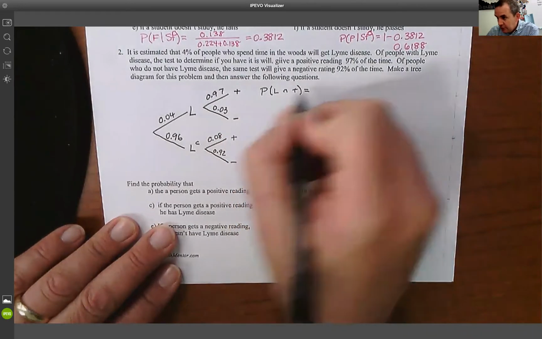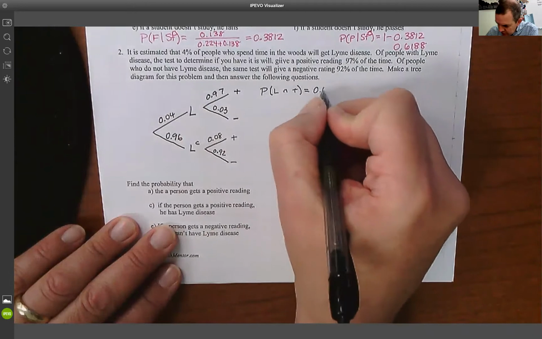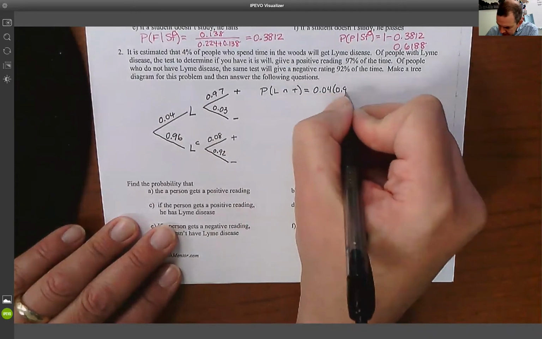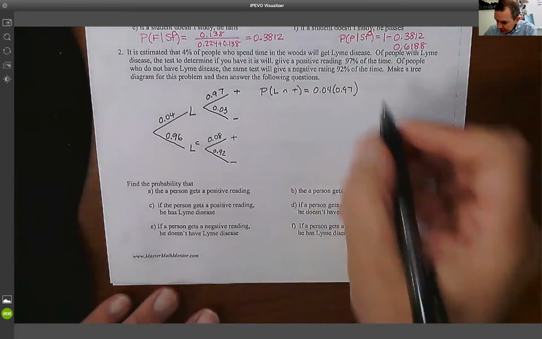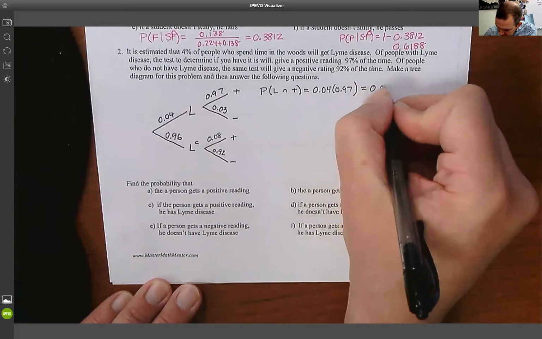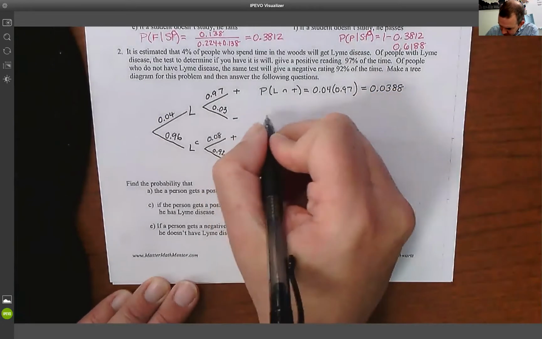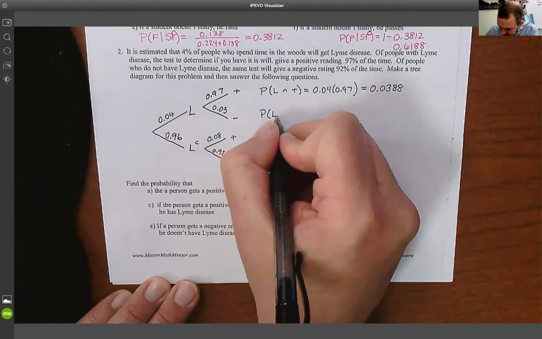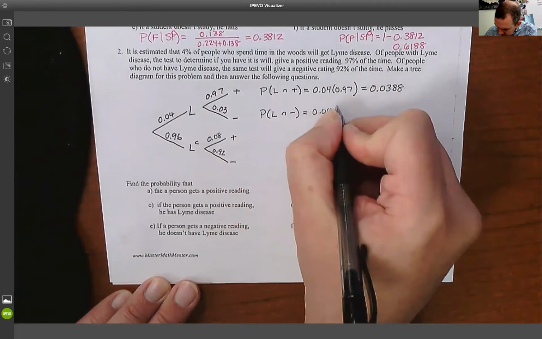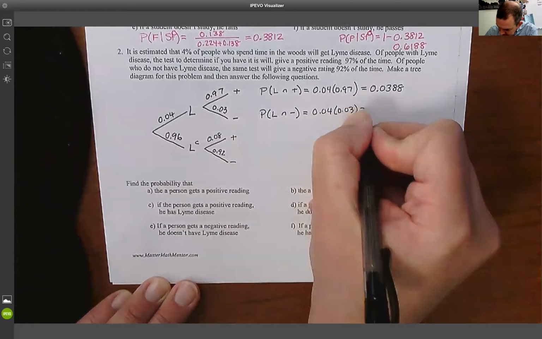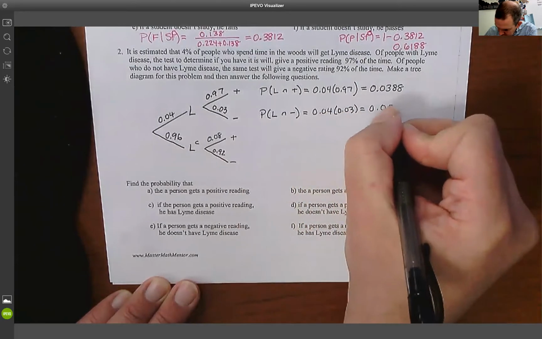So these are the people who are going to have Lyme disease and test positive. And like we talked about before, we're going down branches. So we do 0.04 times 0.97, and that says 0.0388. These are the top people. The probability of Lyme disease and testing negative is 0.04 times 0.03, and this is going to be 0.0012.